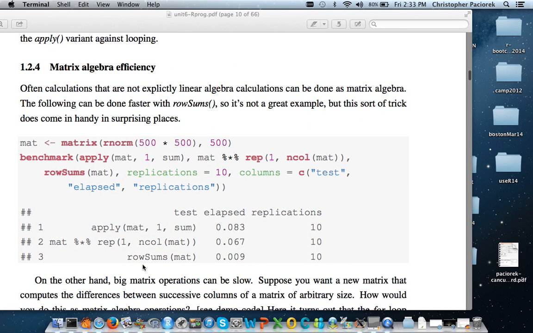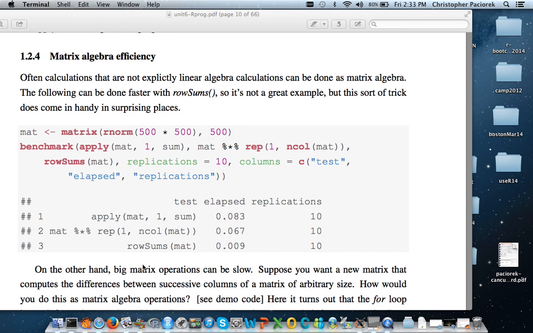Let's now turn to another example. Here I'm going to give an example of where I turn an operation into doing some linear algebra. Not complicated linear algebra, but some linear algebra. So suppose we needed to find the sum of each row of a matrix.